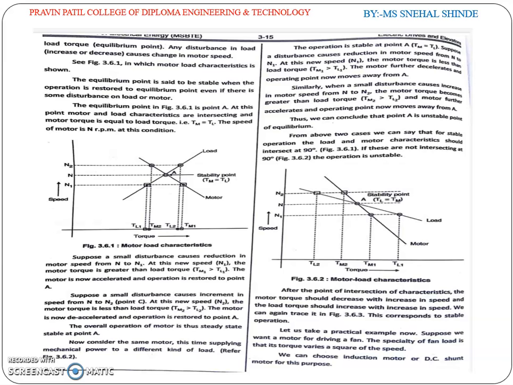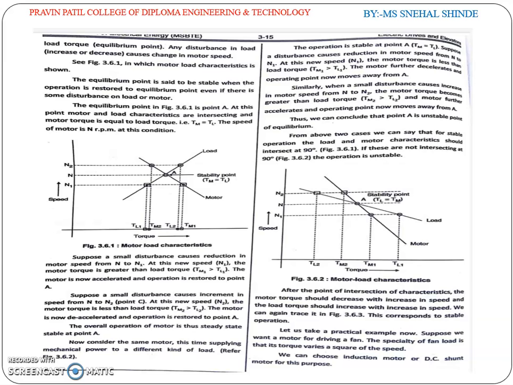Now consider the same motor, this time supplying the mechanical power to a different kind of load. Refer to the figure. Next, the operation is at point A, where Tm equals Tl. Suppose a disturbance causes a reduction in the motor speed from n to n1. At this new speed, the motor torque is less than the load torque. The motor further decelerates, and the operating point now moves away from A.